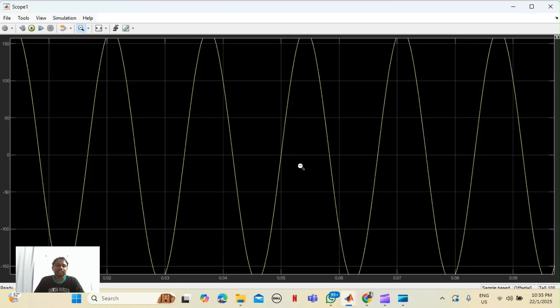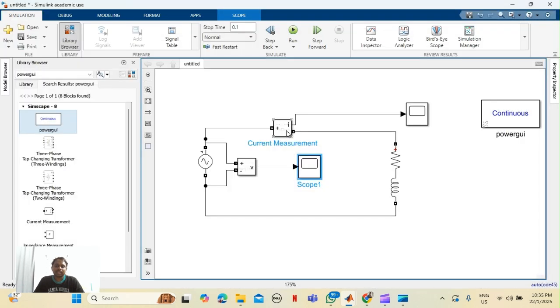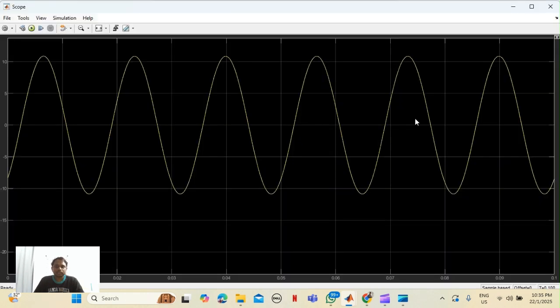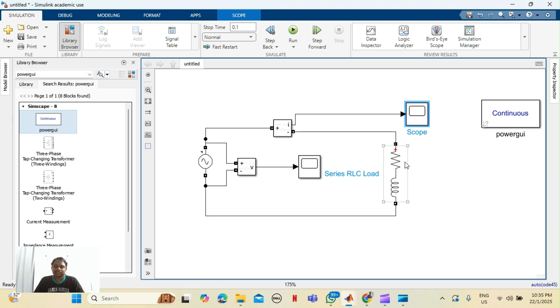As you can see, this is showing an AC waveform. After that, we have a current measurement. To measure current, we have to connect it in series to our circuit, and the output goes to another scope, which also shows a waveform of AC current. And as you can see, this is our load. We have used a resistor and an inductor in our load.